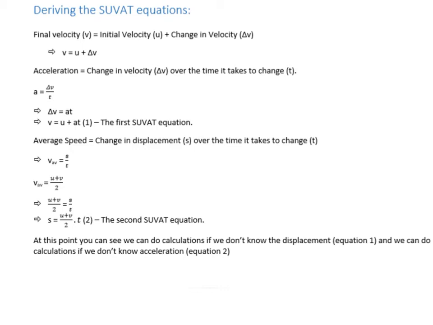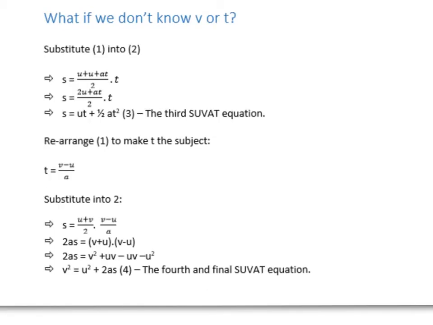So if we look at here, we can do some calculations without using a in here. If we look at this one here, we can do calculations without using s. But what if we don't know v or we don't know t? That's why we need a third and fourth SUVAT equation, and we get those by using the first two SUVAT equations. So this is substitute 1, which is v equals u plus at, into 2.